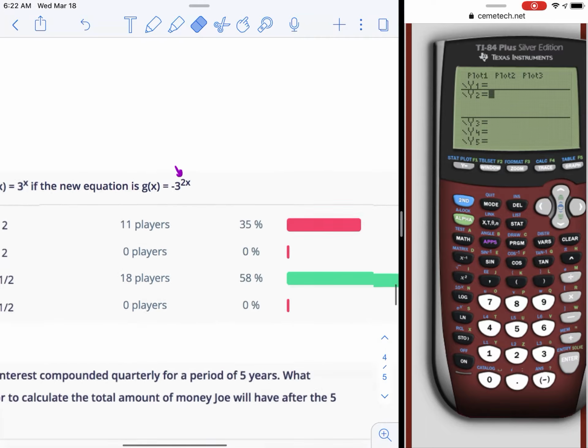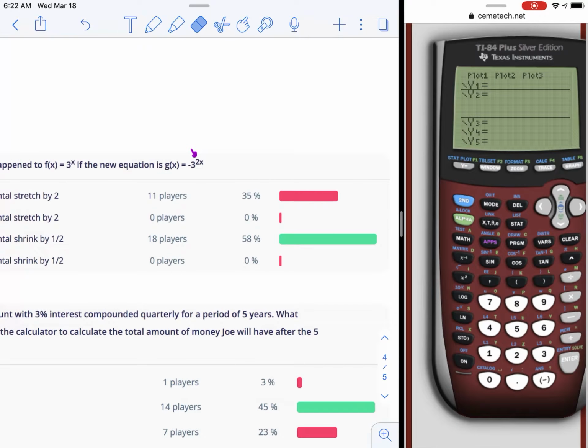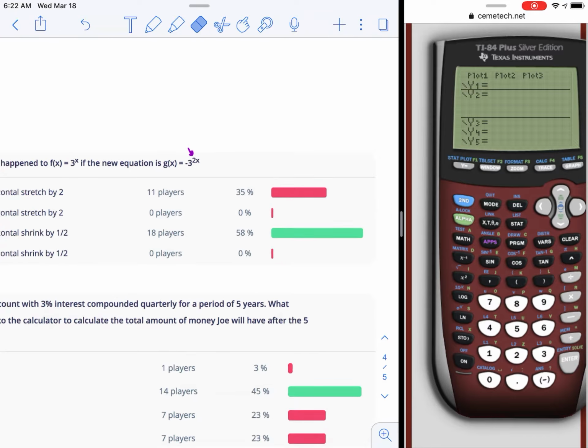So overall, great job for those of you who did get that right, and for those of you that didn't, it's such a common mistake. So totally understandable if you did make that.